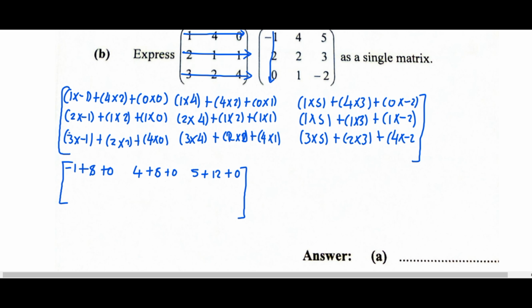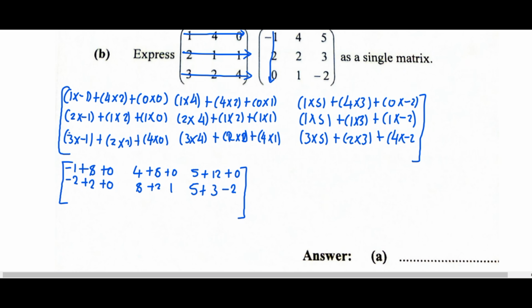Then 2 times -1 is -2. 1 times 2 is 2. 1 times 0 is 0. 2 times 4 will give us 8. 1 times 2 will give us 2. 1 times 1, 1. We go to 1 times 5 is 5. Plus 1 times 3 is 3. 1 times -2 is -2.